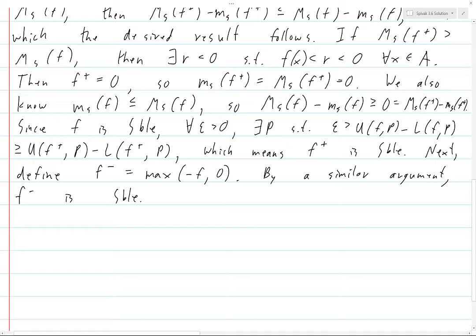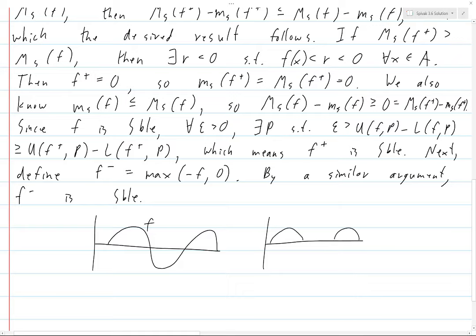So yeah, just sort of a visual of what we're doing. Let's suppose we have a function like this. Suppose this is f. Then f plus is going to look like this. 0 there. f plus is going to look like that. f minus, we're going to have 0, and then that, and that. So that's f minus. No, f minus is going to look like this.